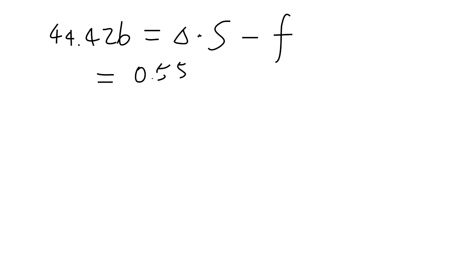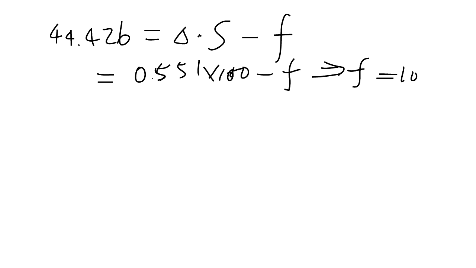44.426, which is the present value of the whole portfolio, should be equal to the delta shares of the stock today minus, because you short the call, minus the call function. So that should be equal to 0.551, which is delta, times 100, the stock price today, minus the call today. And that's why we solve for call price. It is equal to 10.674.